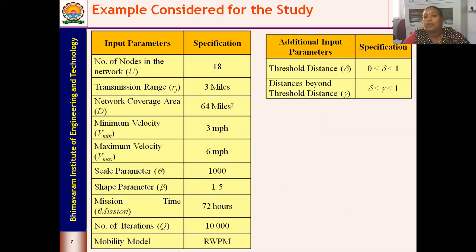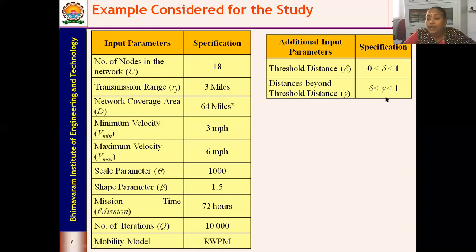So coming to the specifications considered, here we have 2 different tables. The first table is the case which we considered only for without capacity. Here the additional parameters which we considered are threshold distance delta, which we take between 0 to 1, and the distance beyond the threshold, gamma, which is delta less than or equal to gamma less than or equal to 1.